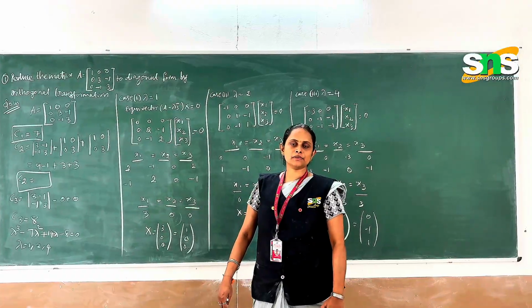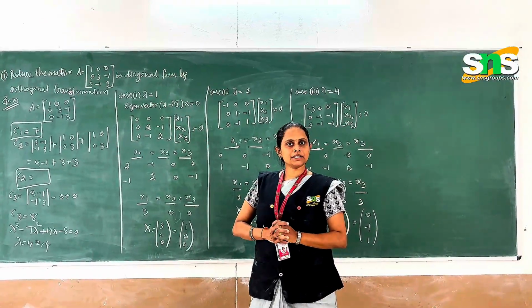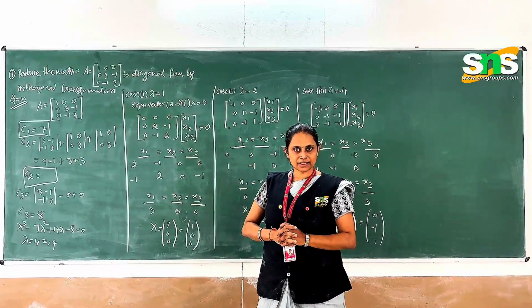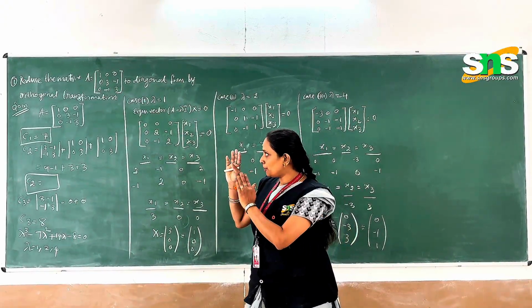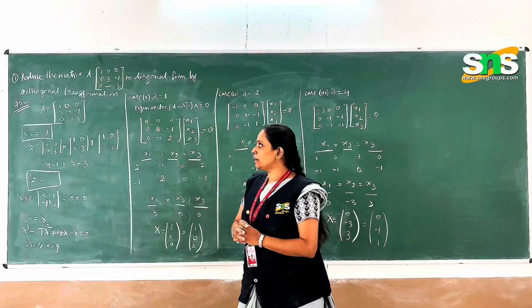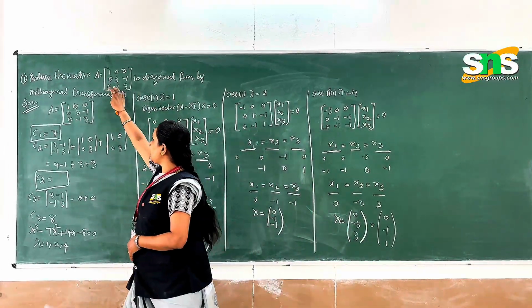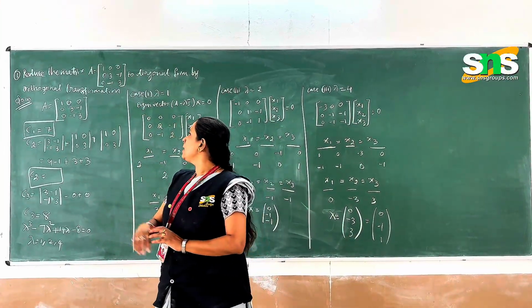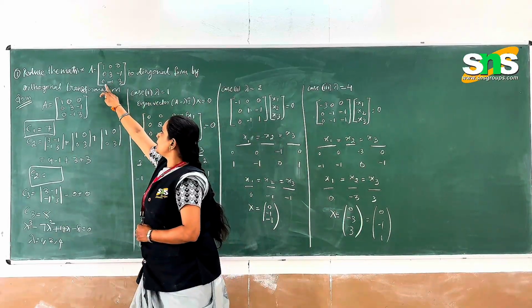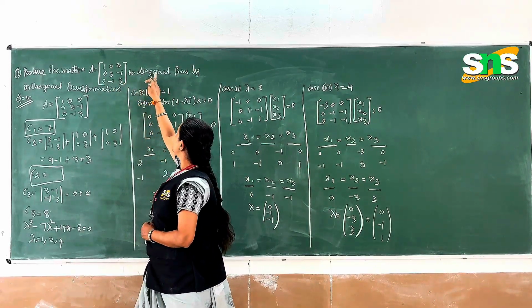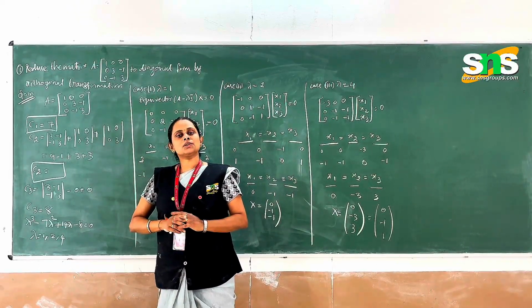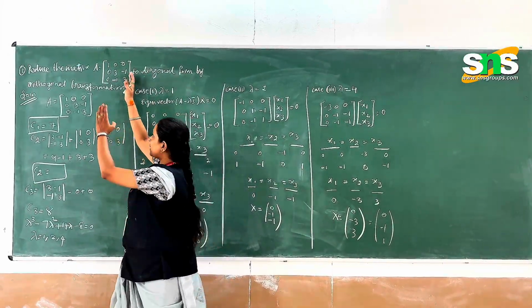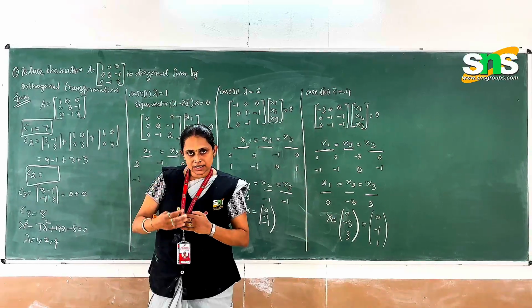In the previous class, we saw what is diagonalisation of a real symmetric matrix. In this class, we are going to see one problem. Reduce the matrix A = [1 0 0; 0 3 -1; 0 -1 3] to diagonal form by orthogonal transformation. Here this matrix is converted to diagonal form.